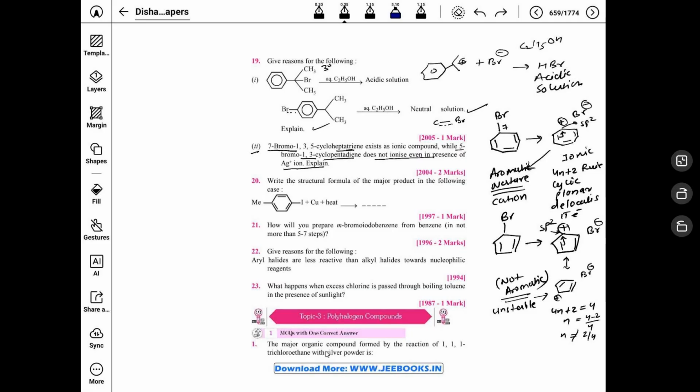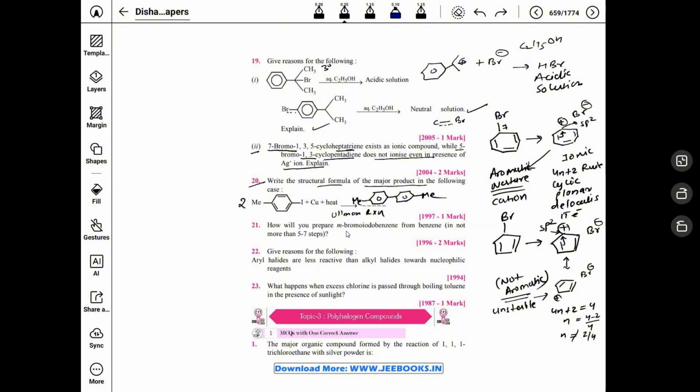Okay, now moving to question number 20. Write the structural formula of the major product in the following case. So this is an example of the Ullmann reaction. When you see copper and aryl iodide, bromide or chloride, then it undergoes coupling of the two species. So two molecules of this will couple and you will get this product. This is called the Ullmann reaction.